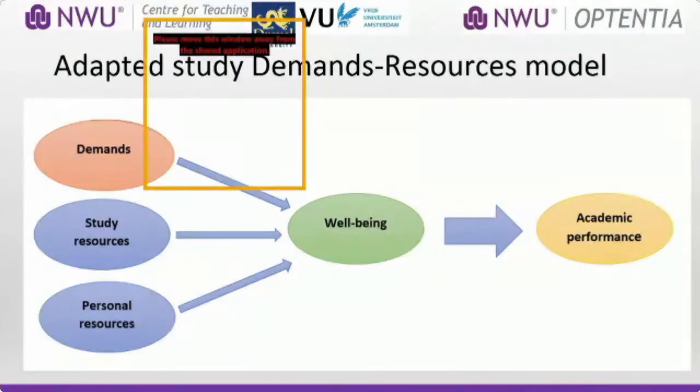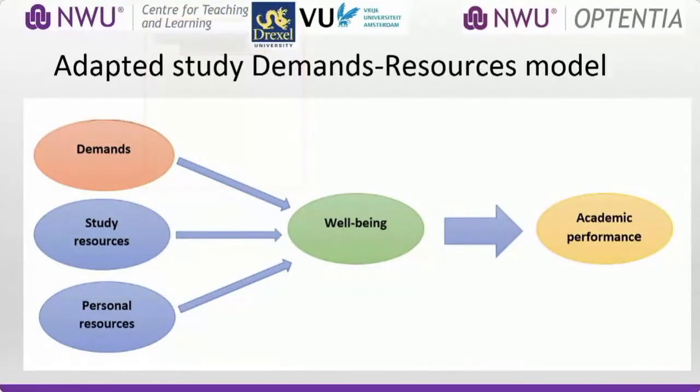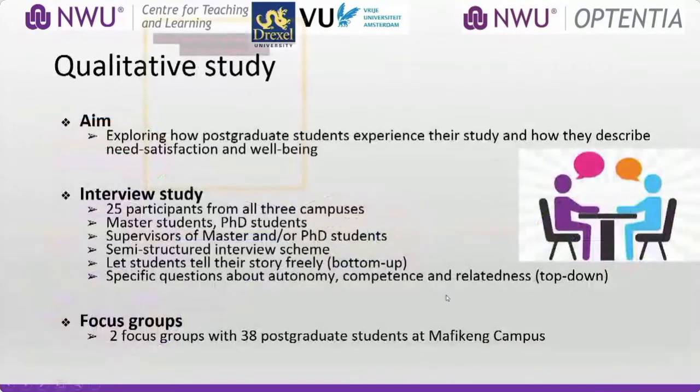And that basically says that every student has certain demands and certain resources, and those have to be in balance. So it's okay to have demands if the resources are also there, and only then a student can have adequate well-being. And well-being in turn has an effect on academic performance.